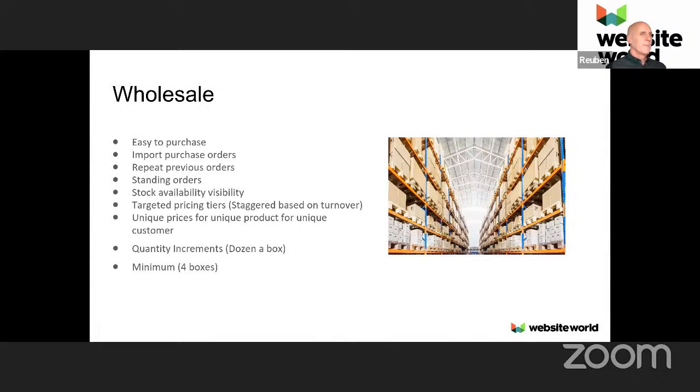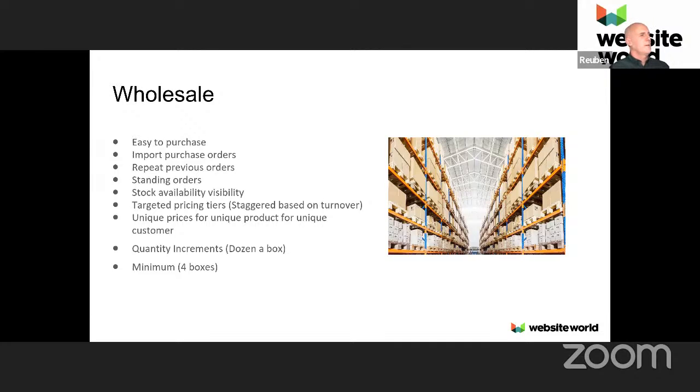With wholesale, it's more than just selling items cheaply. It has to be easy to purchase. So, for example, can your customers import their purchase order of 100 different items they want to buy from you, or do they have to type it all in? Will they have to navigate your site to find it if they already know your product codes?